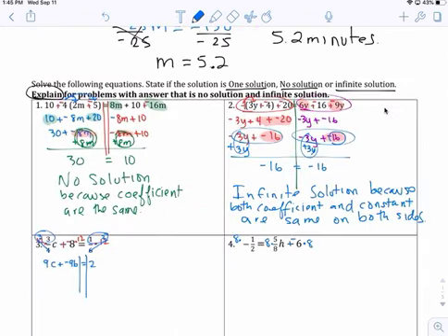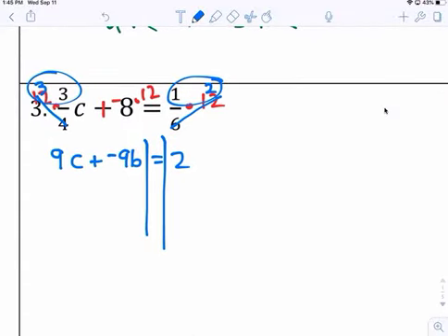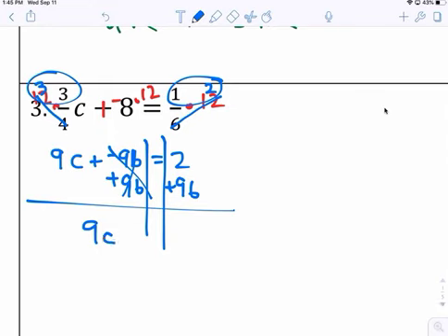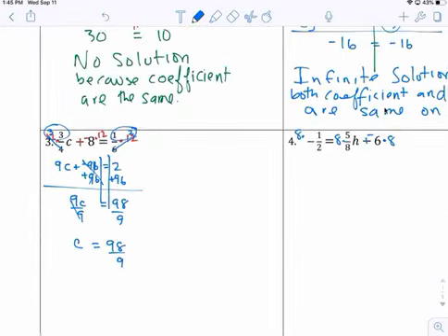Okay. Now most classes I didn't get to do this. Least common denominator, then you make 0, add 96, add 96 here. Most of you should know how to do this now. Equals 98. Divide by 9, divide by 9. C equals 98 over 9.